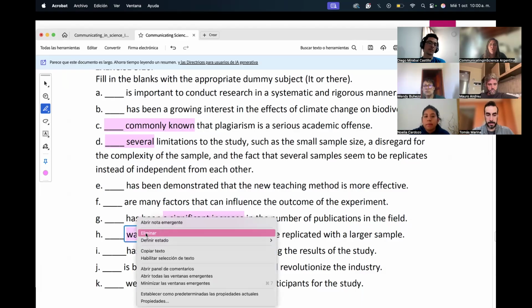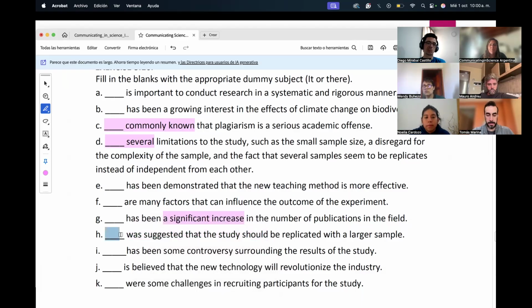So what should we put here? It was suggested. Ha sido sugerido. Notice that they might translate to similar phrases in Spanish. That's a problem.